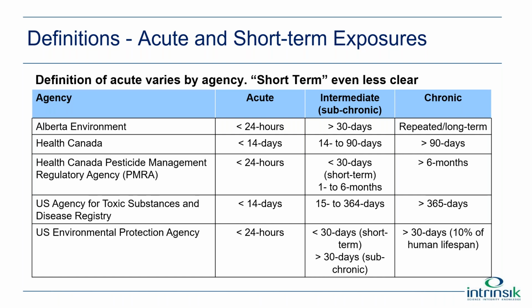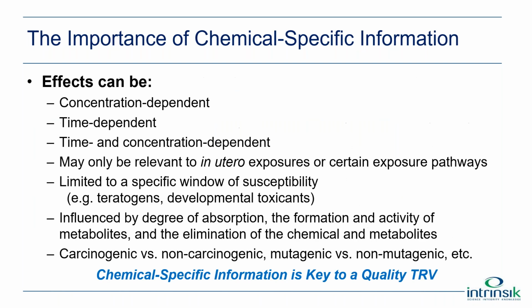And if you look across these columns, you see that there's some variability when you go up and down. So sometimes it's less than 24 hours, and other times it's less than 14 days for other agencies for acute. For intermediate, it's quite a range, from anywhere from greater than 14 up to 364 days could be considered subchronic. And then chronic, again, could be quite different, from 3 months to 6 months to 365 days. So it's important to pay attention to the regulatory jurisdiction.